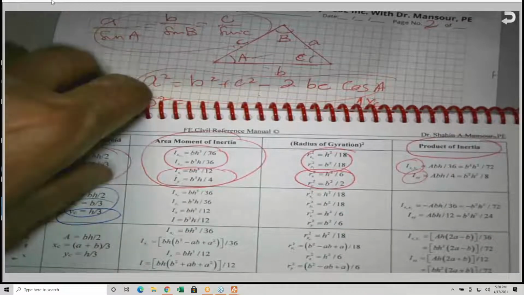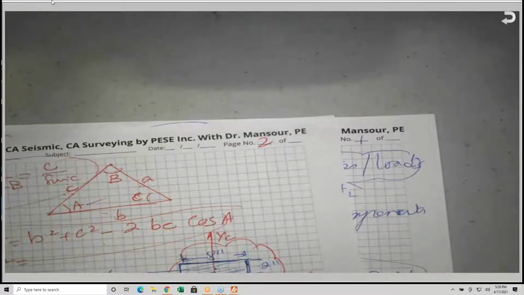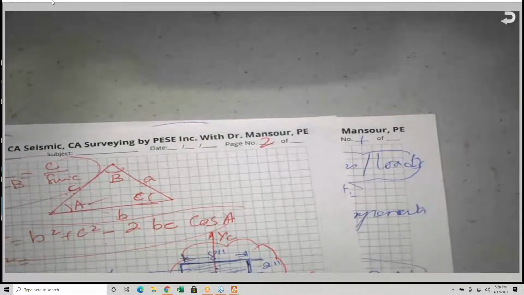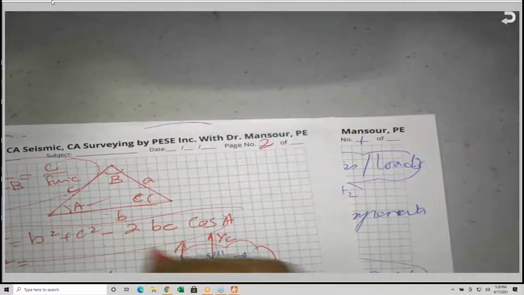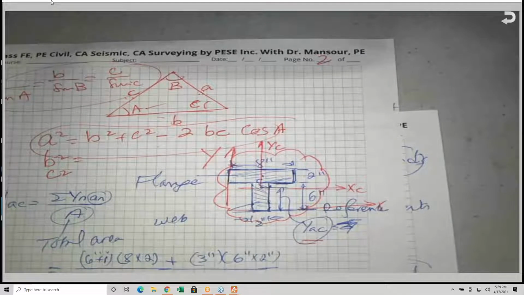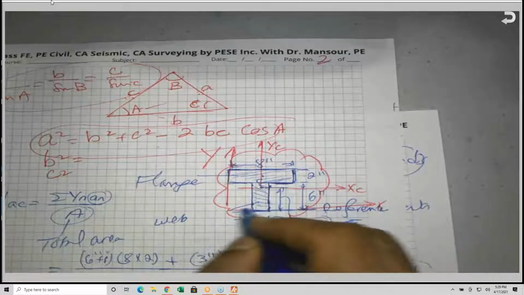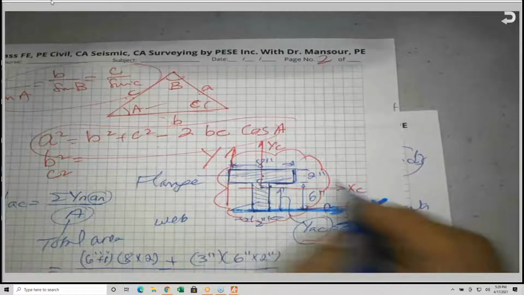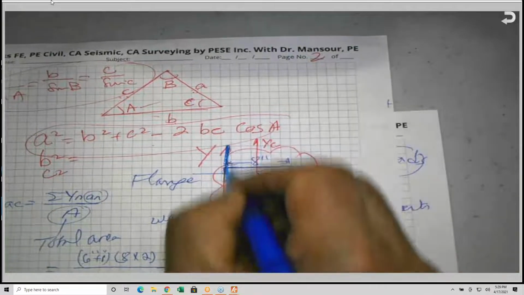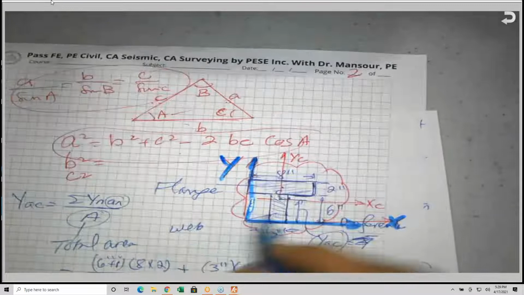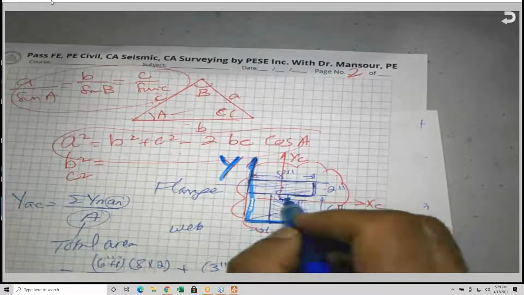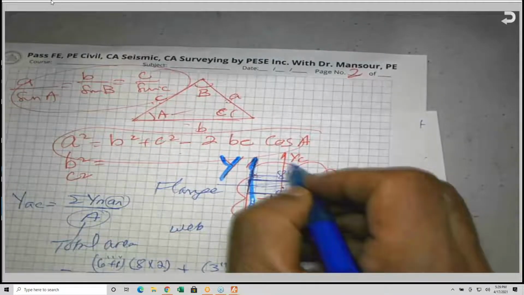So for any given area, I could assign this is X and this is Y. So I can say that these are the two axes, X and Y, but they are not the centroidal axes. But the two centroidal axes have to go through the centroid, XC and YC.